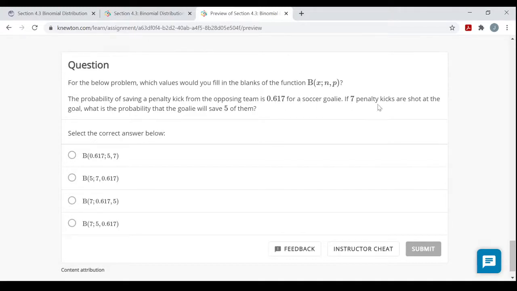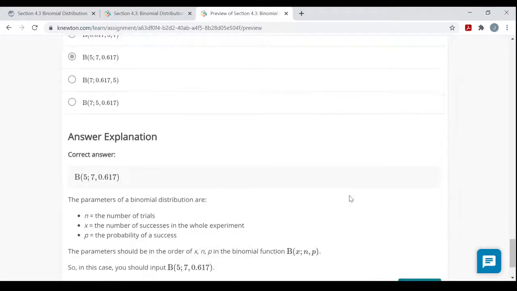If 7 penalty kicks are shot, so this is the N, the number of trials, the number of kicks. What is the probability that the goalie will save 5 of them? 5 successes. So 5 for the X, 7 for the N, 0.617 for the P. Looks like that one. That's the notation for expressing the probability of getting 5 successes out of 7 trials, where the probability of success on each trial is 0.617. Okay, simple enough.